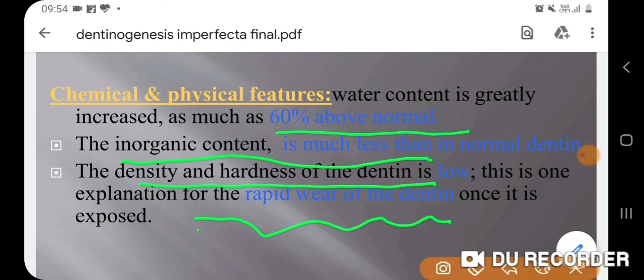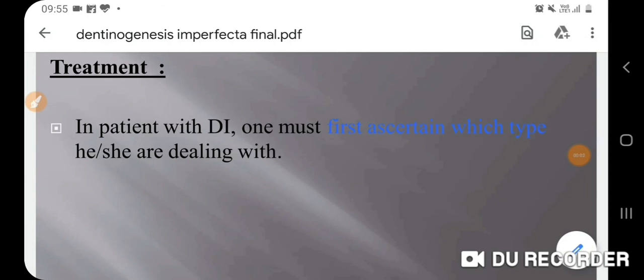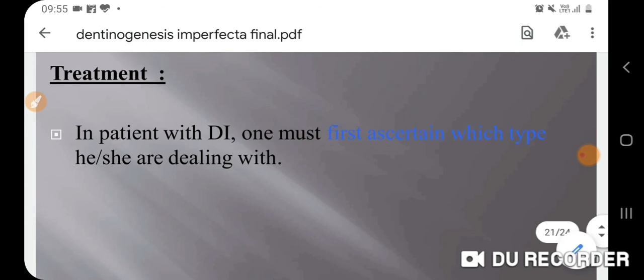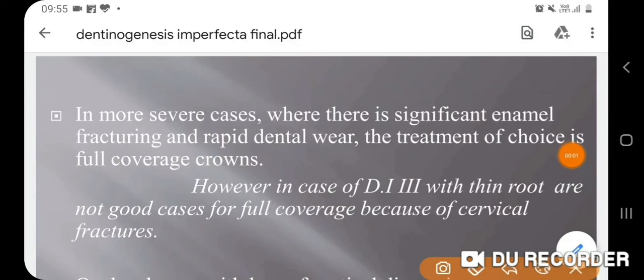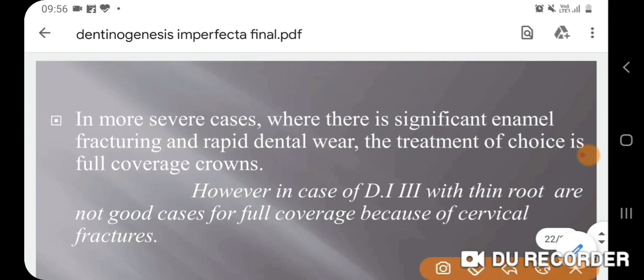Now we come to the treatment of dentinogenesis imperfecta. First, ascertain which type of disease you are dealing with. In severe cases where there is significant enamel fracturing and rapid dental wear, the treatment of choice is a full coverage crown. Whereas dentinogenesis imperfecta type 3 with thin roots is not a good case for full coverage crown because of cervical fracture. So early diagnosis gives a better prognosis.